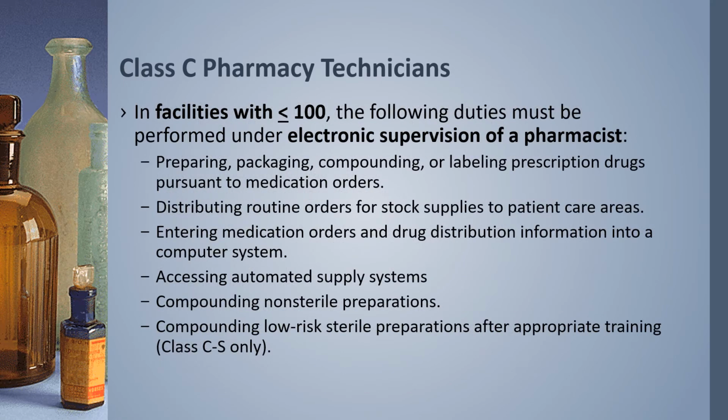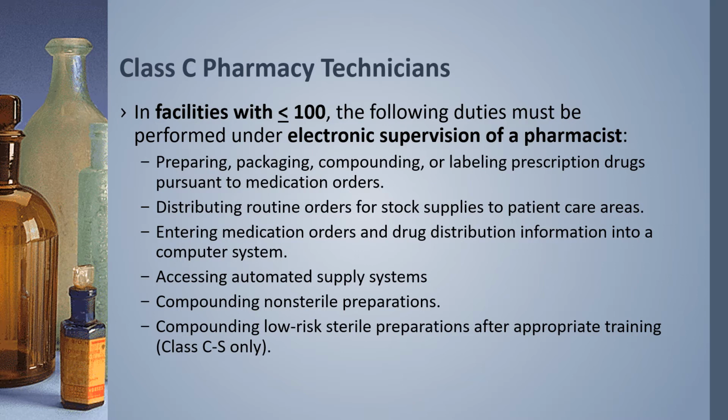The other type of pharmacist supervision available in facilities with 100 beds or less is electronic supervision of a pharmacist. As you can immediately see, the duties list dwindles quite a bit. These technicians and trainees are actually able to prepare, package, compound, or label prescription drugs pursuant to medication records. They are able to distribute routine orders from stock supplies to patient care areas.